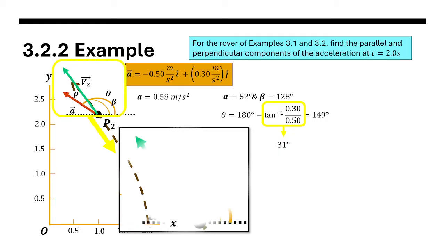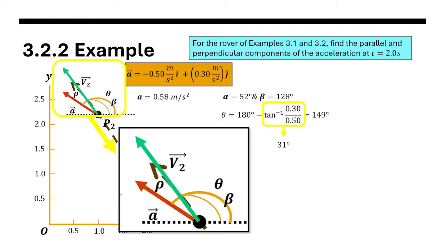Let us enlarge that picture. That's the enlargement, meaning that our rho is equal to 149 minus 128 degrees, which is 21 degrees. So our rho is 21 degrees.